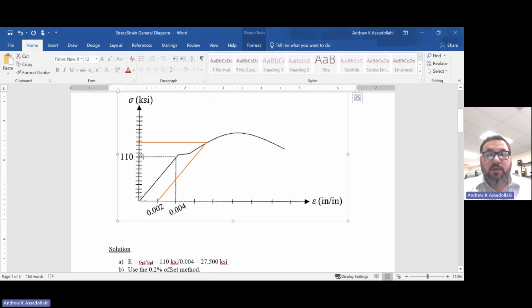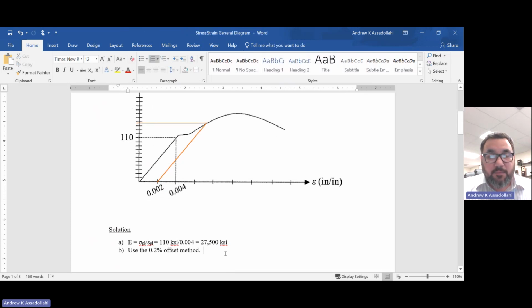Now, remember, each one of these tick marks is worth 10 KSI, like we said at the beginning. So I can count up and figure out what that yield stress is. That's going to be 120 KSI, 130, 140, and the next one is 150. This looks like it's about 148 KSI.